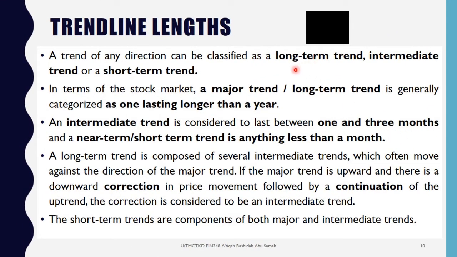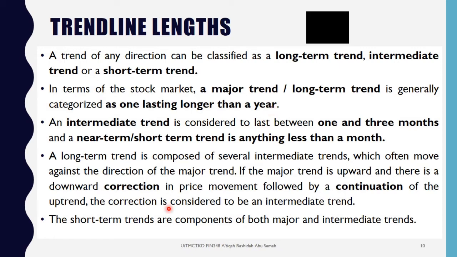We may also look into the trend line lengths. We have long-term trend, intermediate trend, or short-term trend. The short-term trend is anything less than a month. An intermediate trend is considered to last between 1 and 3 months, while long term is more than 3 months and basically longer than a year.